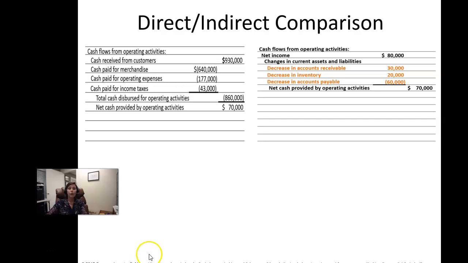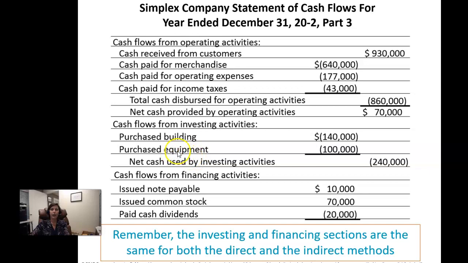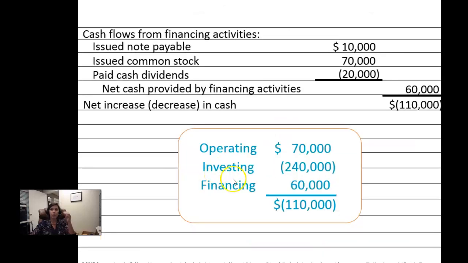We're going to move from the preparation of the cash flow statement, the operations section, using the direct method, to looking at the other two portions of the statement of cash flow below, which is cash from investing and cash flows from financing. And hopefully, as it says, you will remember that this presentation does not change regardless of whether you're using the direct or the indirect method.